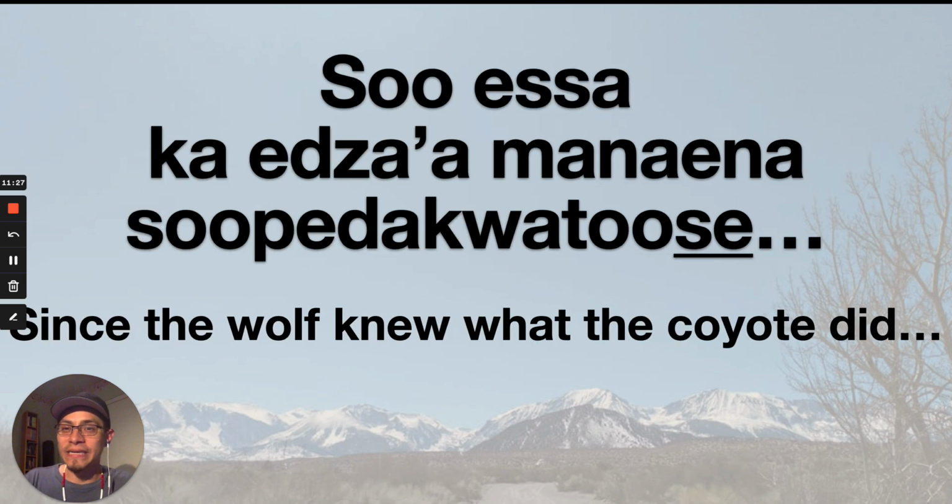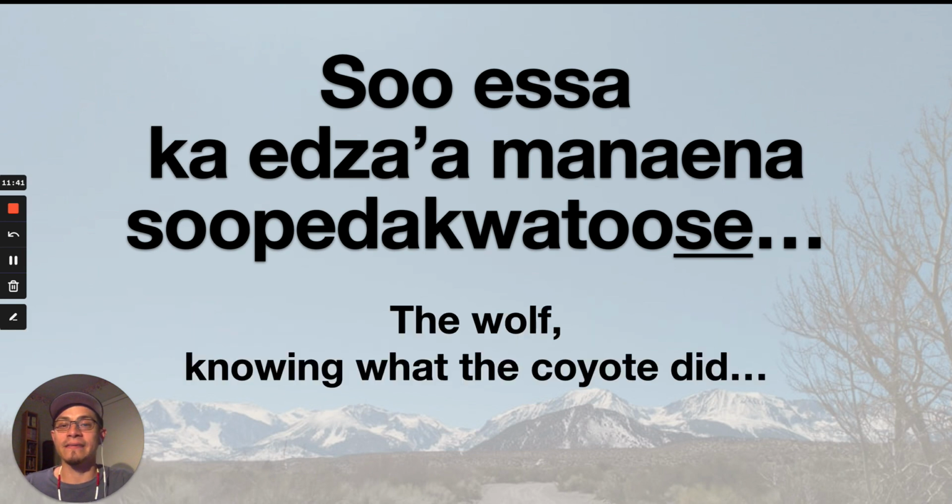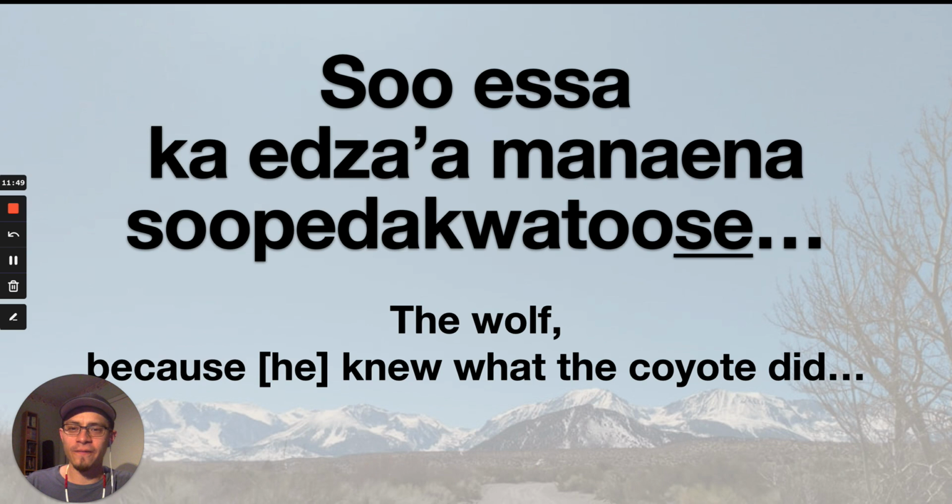Here's another one. Su isha ka iza manena supiraquatusi means since the wolf knew what the coyote did, or you could translate it like this: the wolf, knowing what the coyote did, or another way to translate it is the wolf, because he knew what the coyote did. So again, this just indicates that it occurred first. The wolf knew what the coyote did, and therefore what happens next follows. It follows what occurred first, the knowing.